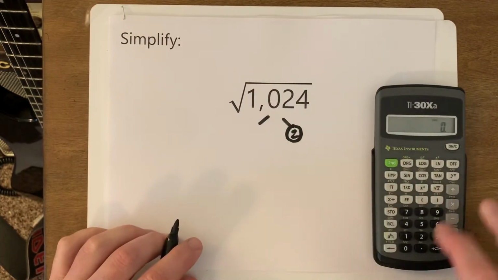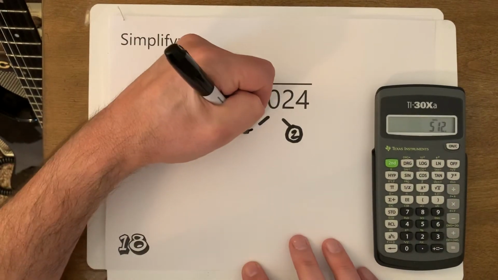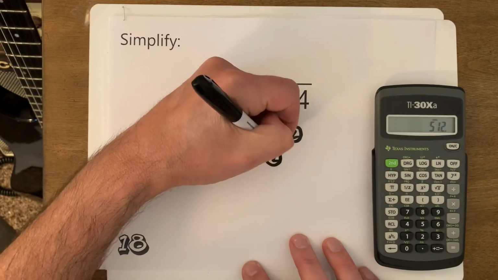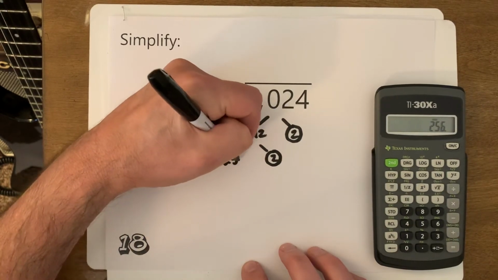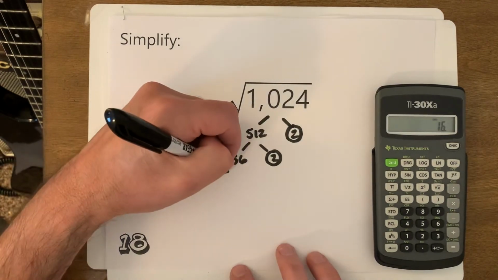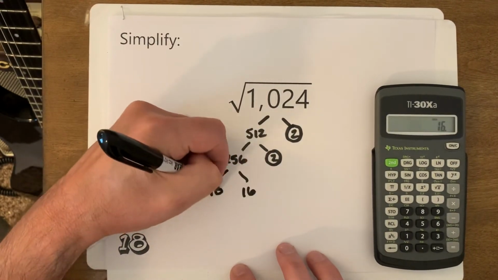Okay, so 2. All right, 1024 divided by 2 equals 512. Okay, again, 2, it's even. 256. All right, 256. Do you know your perfect squares? What is the square root of 256? Boom, 16. That means that 256 is broken up into 16 times 16.